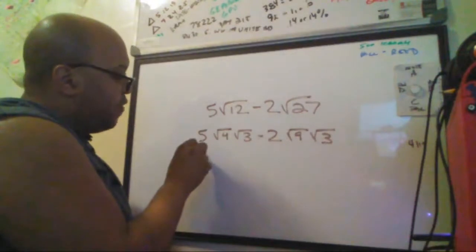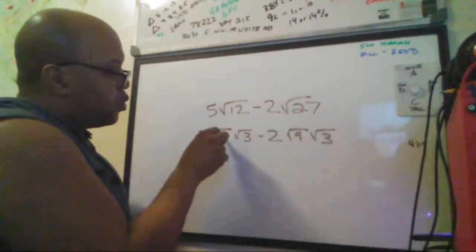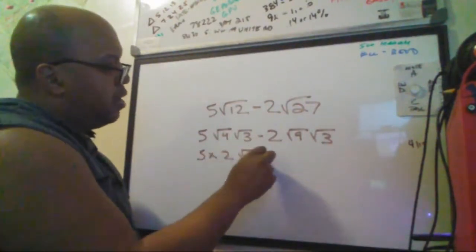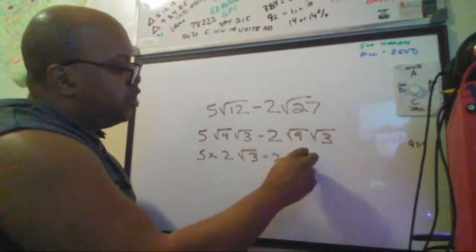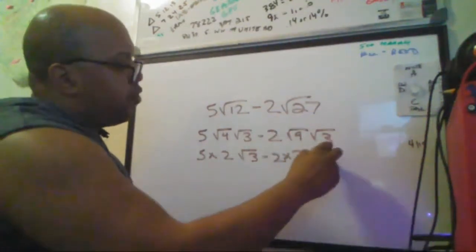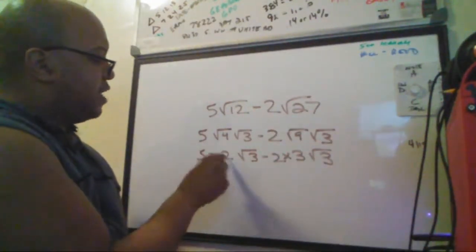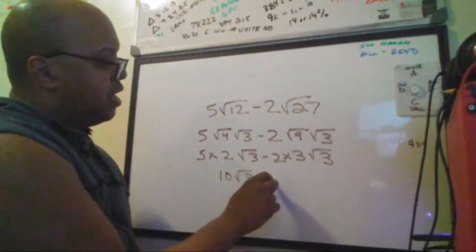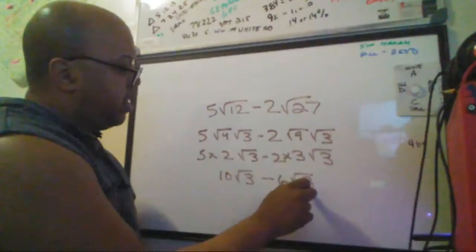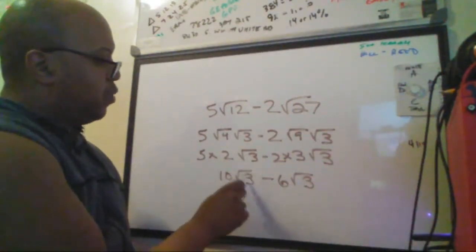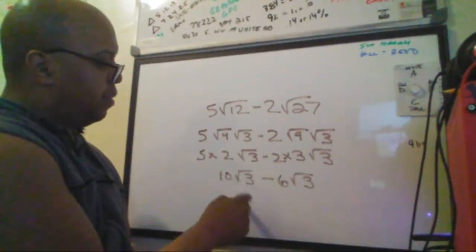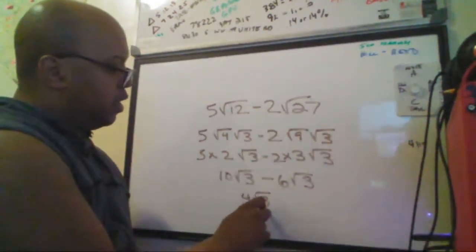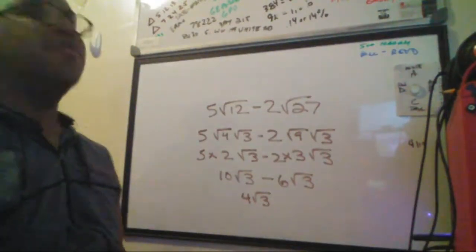So we bring this down, 5 comes down. The square root of 4 is 2. The root 3 comes down. 9 breaks down into a 3. And then we have root 3. And so 5 times 2 is 10 root 3. And then we have negative 6 root 3. And our final answer, we look at these, they're the same family, so we deal with the 10 minus 6, which is 4. And then we bring down the root 3 together.